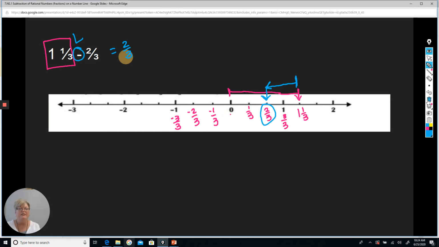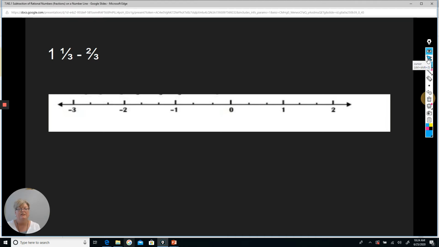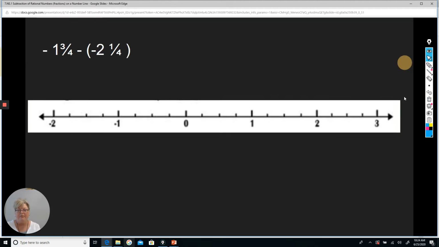All right, so let's look at the next problem. On this problem, I'm going to look at the number line again. We're going to start at 0. We're going to count how many spaces it is to 1. That's 1, 2, 3, 4, which means that this number line is broken up into fourths. So this would be 1/4 and 2/4 and 3/4, and then of course 4/4. And when we go backwards, that's -1/4, -2/4, -3/4, and -4/4.